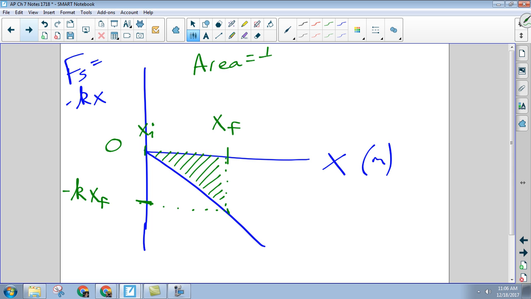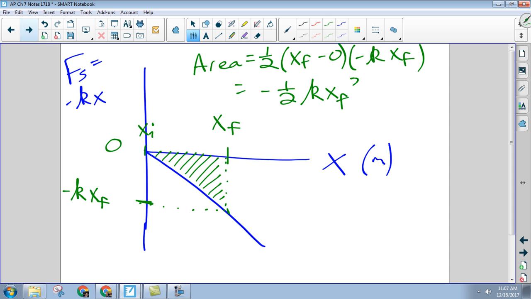So that should be 1/2 base times height. So our base is just x final minus 0, right? Because of where I put my x initial. So that's base times height, which is negative k times x final, right? And you get negative 1/2 k x final squared.